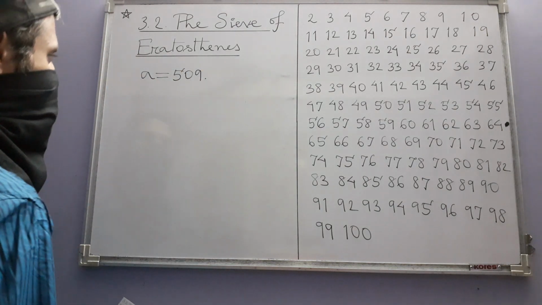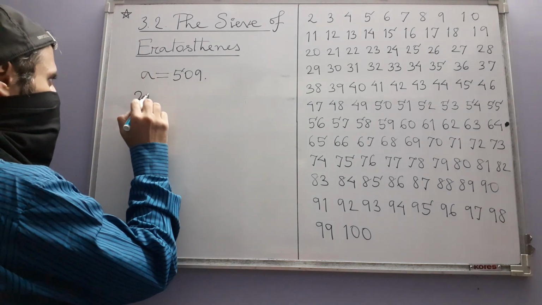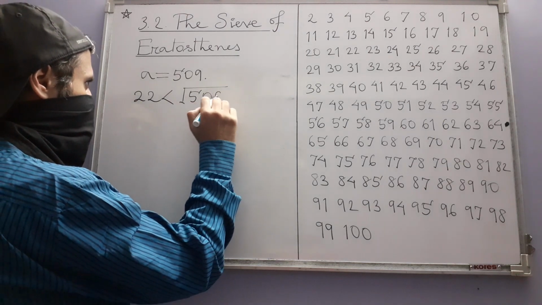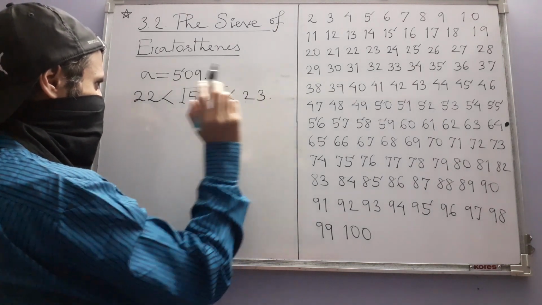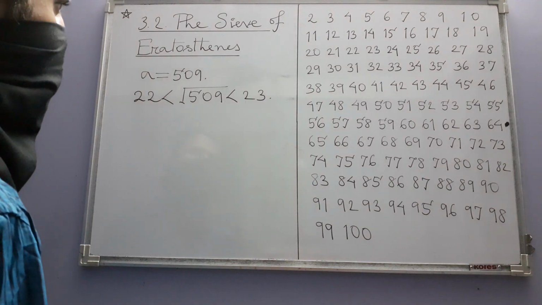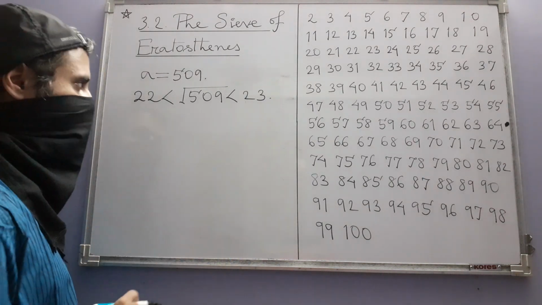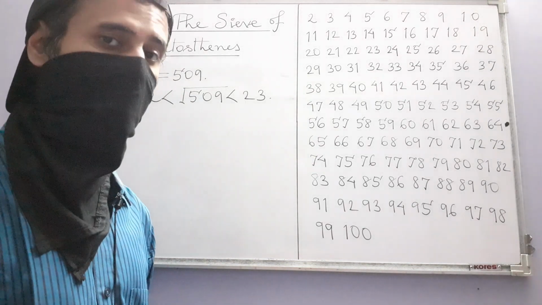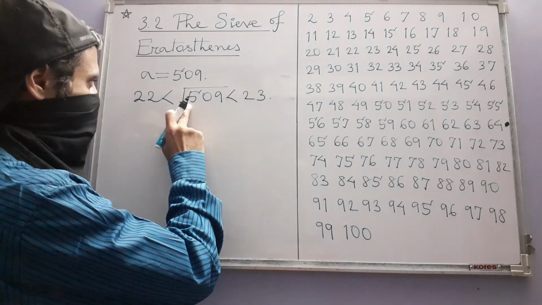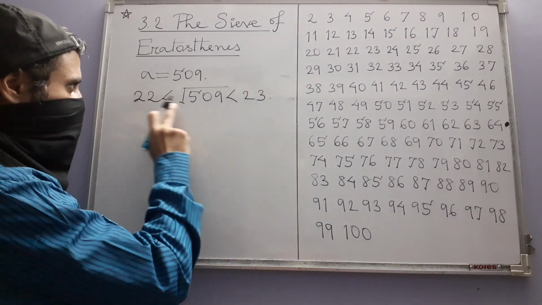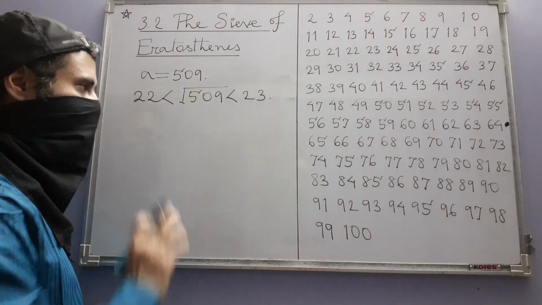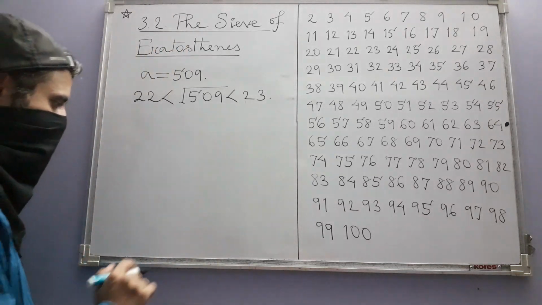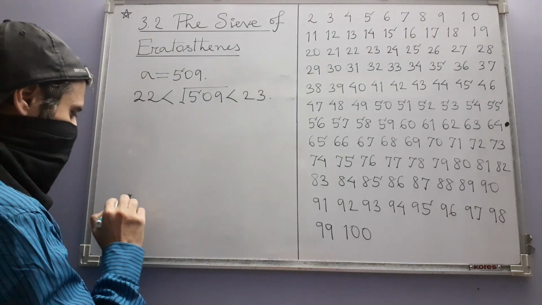It turns out that the square root of 509 lies between 22 and 23. So by the property we have seen now, if no prime that lies between 2 and 22 divides 509, then it has to be prime. You follow the logic. You recall what we did just now.